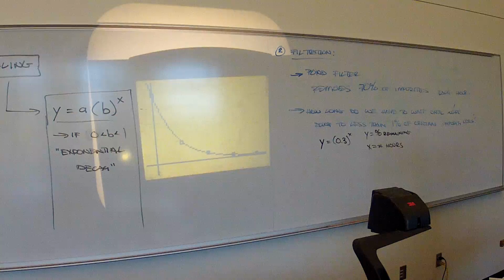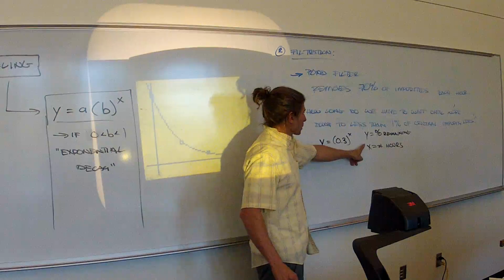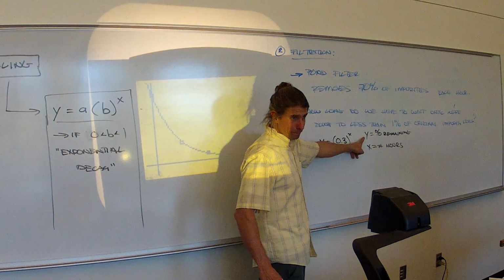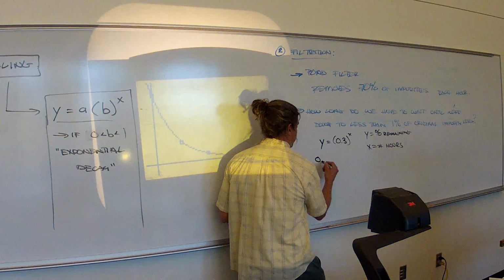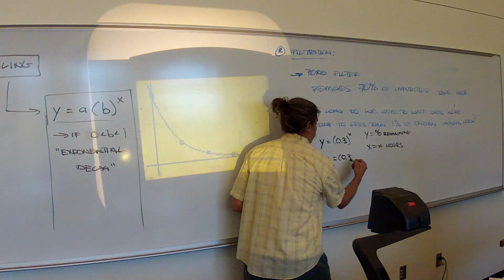So, we need to answer the question. How long do we have to wait until we're down to 1% of the impurities? How are we going to answer that? What is that 1%? Is that an X value or a Y value, friends? Do you remember? We set our model up as X being the number of hours and Y being the amount remaining. So we need to find X when Y is 1%. So essentially, you have to solve this equation: 0.01 equals 0.3 to the X.